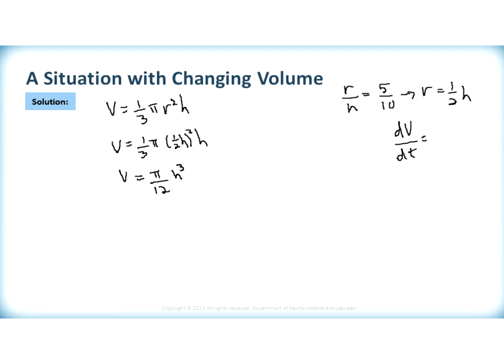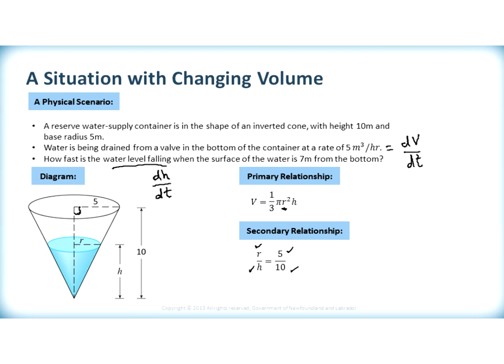So since we're leaking out water here, we're going to say that it's -5, because the actual quantity of water inside that container is decreasing. And we want to figure all that out when the height is 7 meters. So when we're 7 meters from the bottom of the tank for our height. That's what they told us.